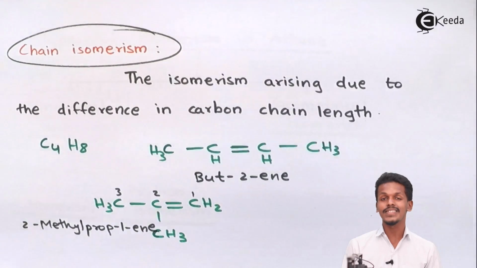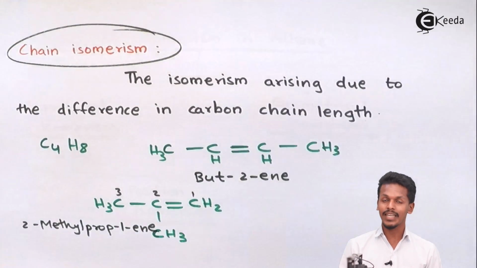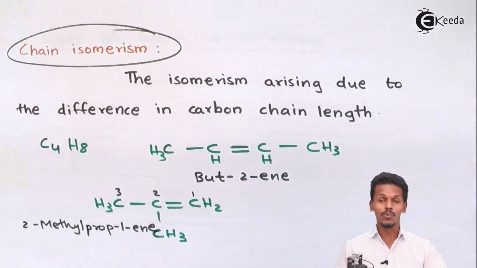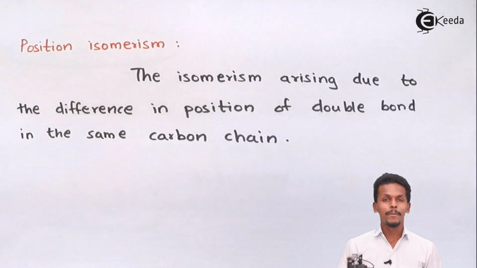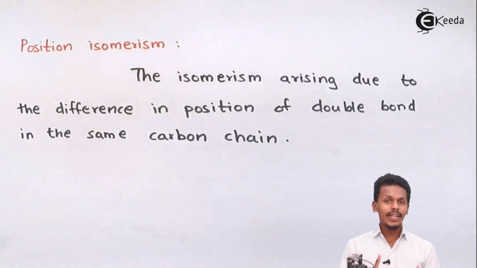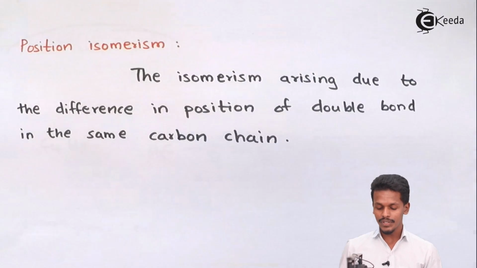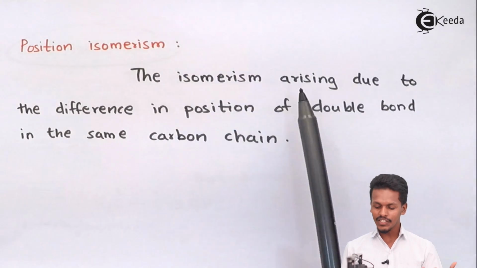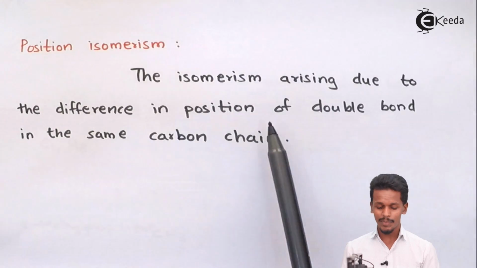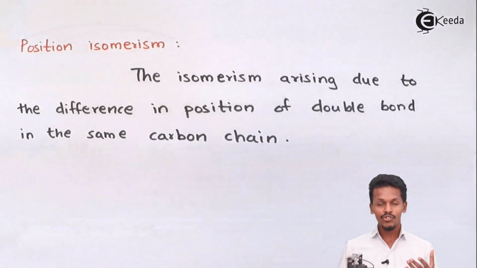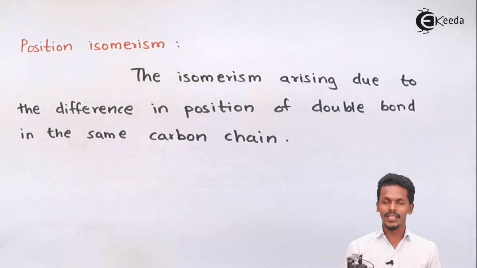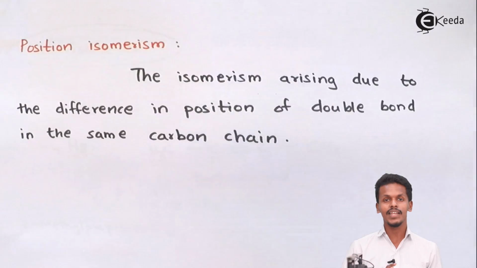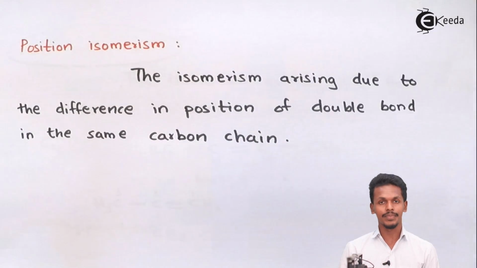But let us talk about the second type of structural isomerism that is exhibited by alkenes, and those are position isomers. So what is a position isomer? Let us understand the definition. It is the isomerism that arises due to the difference in position of the double bond in the same carbon chain. The molecular formula would be the same, and the difference will be that they will have different structures.